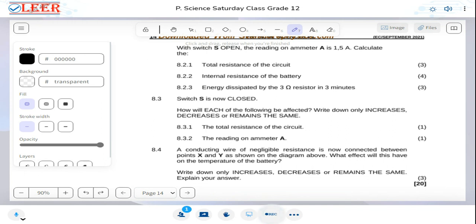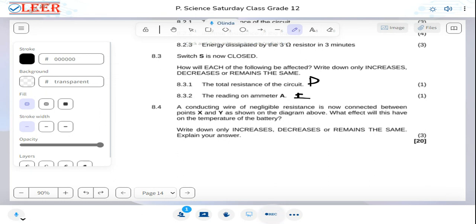Okay, so we found out that the total resistance is going to increase. Now they're asking what's going to happen with the ammeter reading. Is that going to decrease or increase? When the resistance decreases, our internal current goes up. So it will increase. Okay, so where are we? So this will increase, and this will decrease.